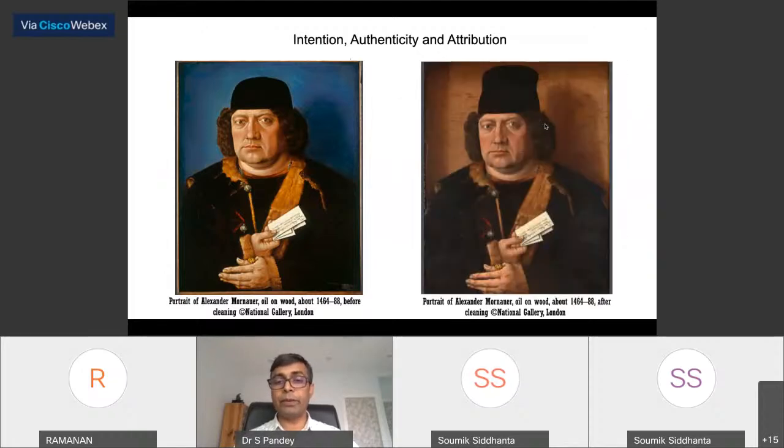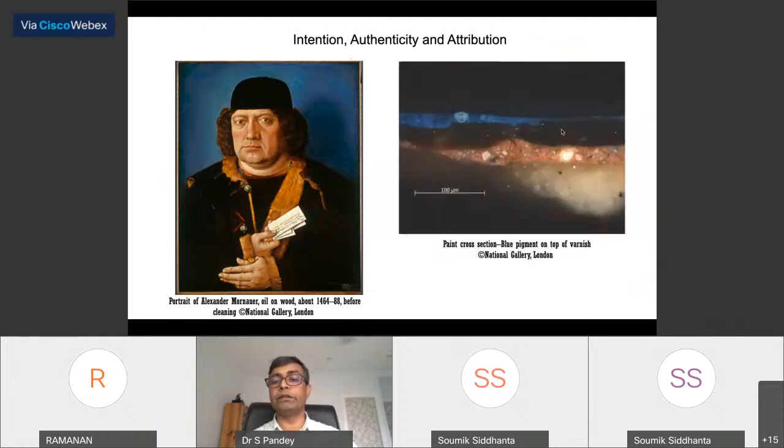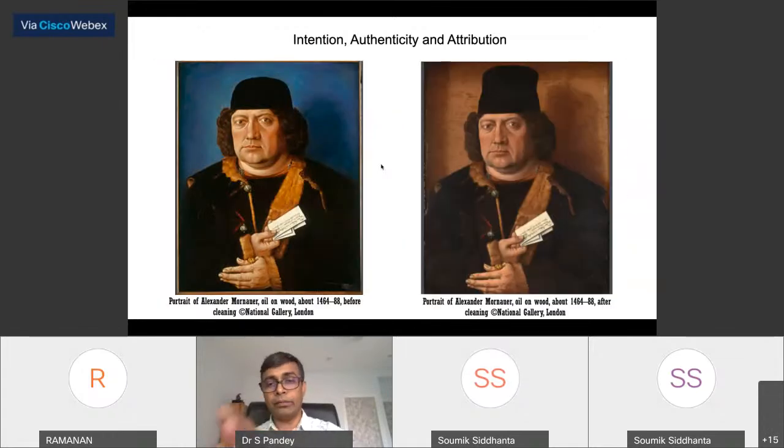Now, if you look at this painting, this color that you see in the background is visible here. It's the same color, and therefore that was the original color. The conservators then cleaned the entire painting and brought it to this level. This is what is on display in the National Gallery, London nowadays.